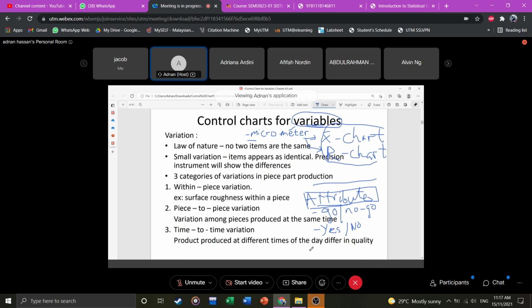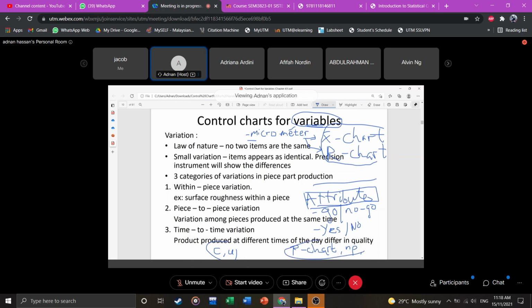Attribute control charts we will learn later. Examples of control charts: we have P chart, where P means proportion chart, or we can have NP chart. N means we multiply the number with the proportion, so it becomes the number of defective units, or non-conforming units. Or we can also have C chart and U chart. These are examples of attribute control charts.